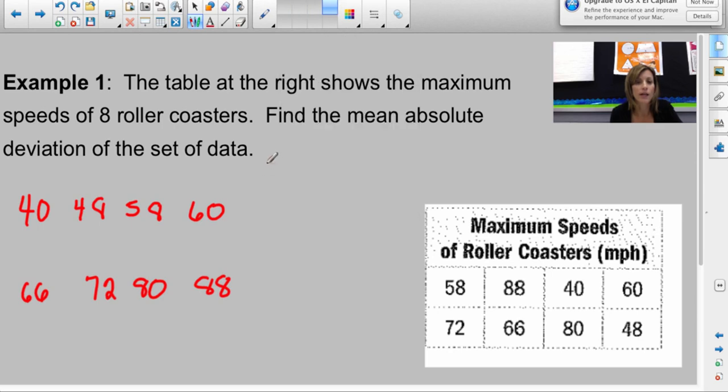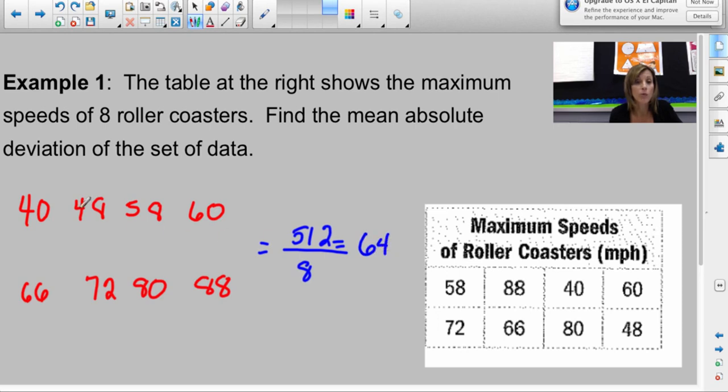I've kind of got it done for us as we make our way. Sorry, something's not right up there. So here are all of our data in order from 40 to 88. Yes, I have 8, and there's 8 over here. We're going to find the average. So we're going to add them up on our calculator: 40 plus 48 plus 58 plus 60 plus 66 plus 72 plus 80 plus 88. And it's going to give us 512, which divided by 8 is going to give us a mean of 64.